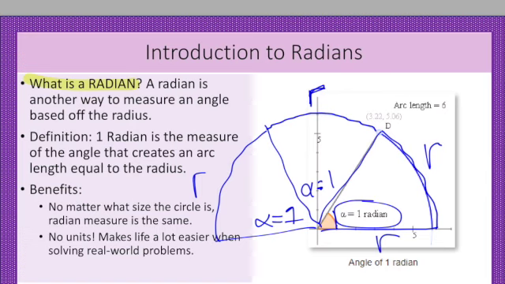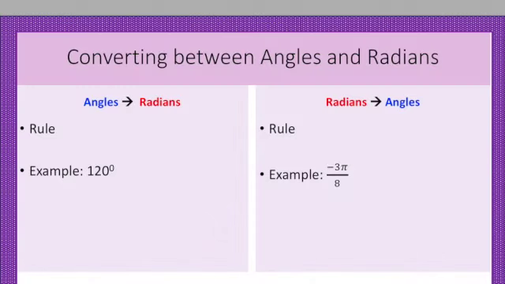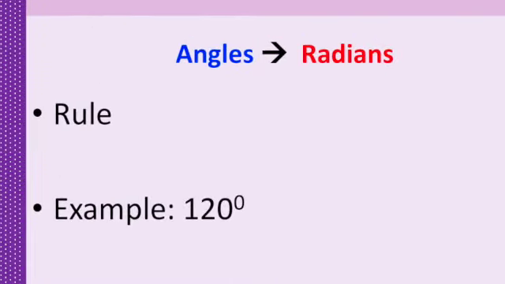The most important one, though, is that there are no units, right? Degrees has a degree unit, whereas the radian doesn't. So that makes it really nice when we're solving problems. So in this lesson, we're going to convert between angles and radians. Let's go ahead and start off with the formula, and we're going to learn a little bit later why the formula is the way it is.